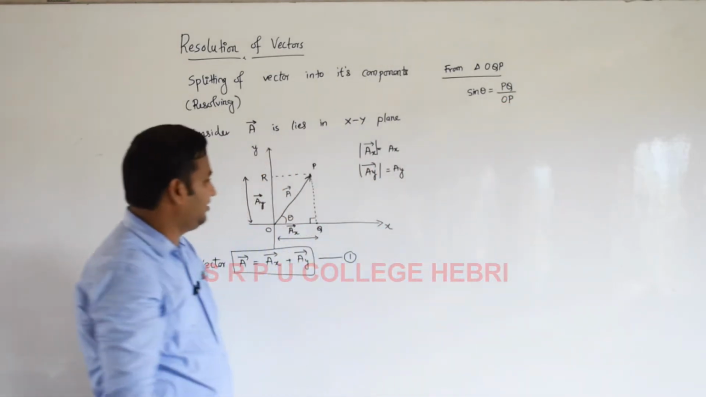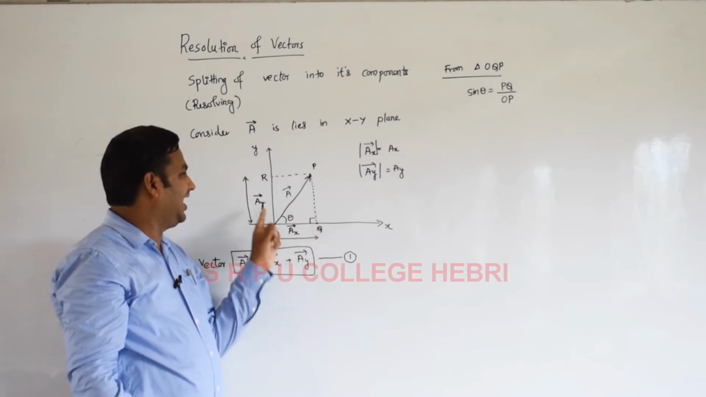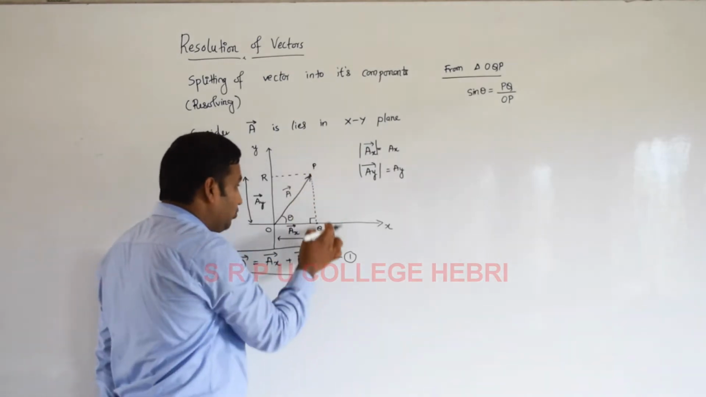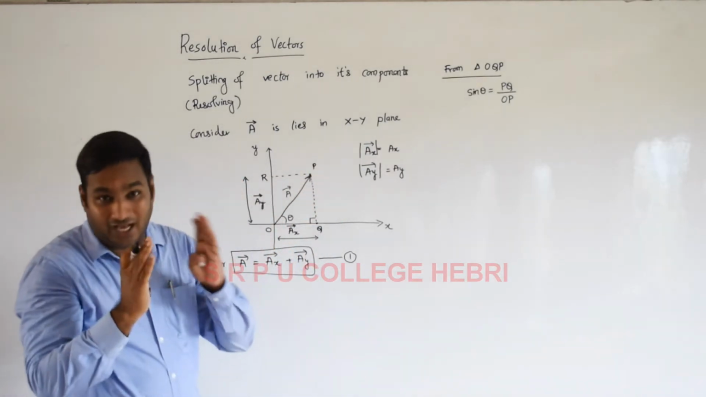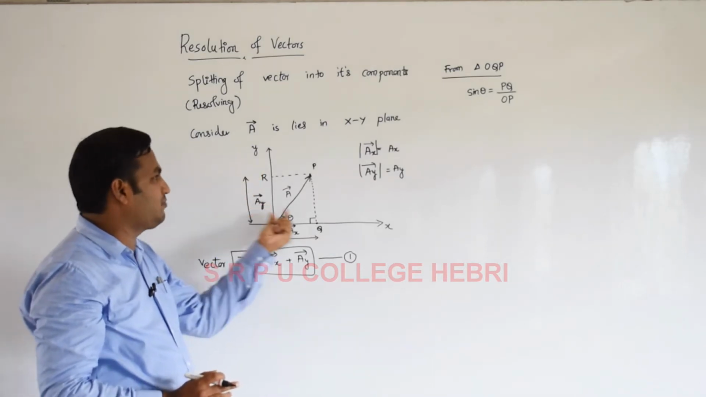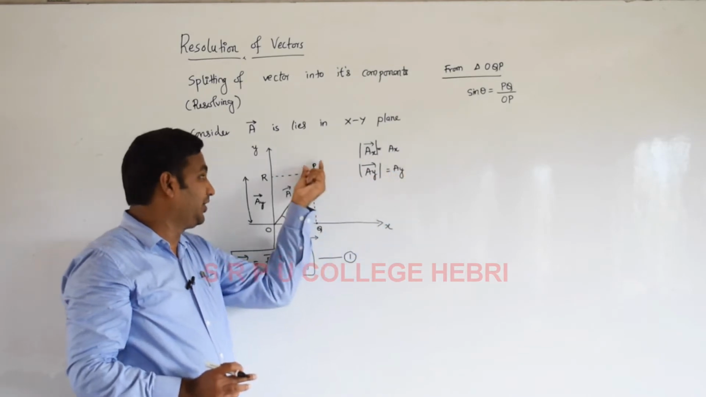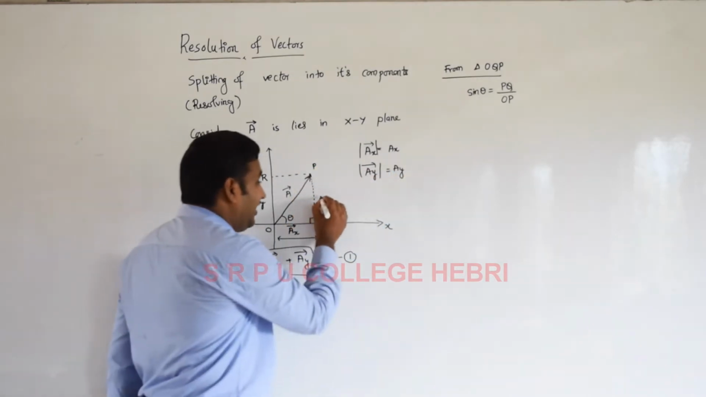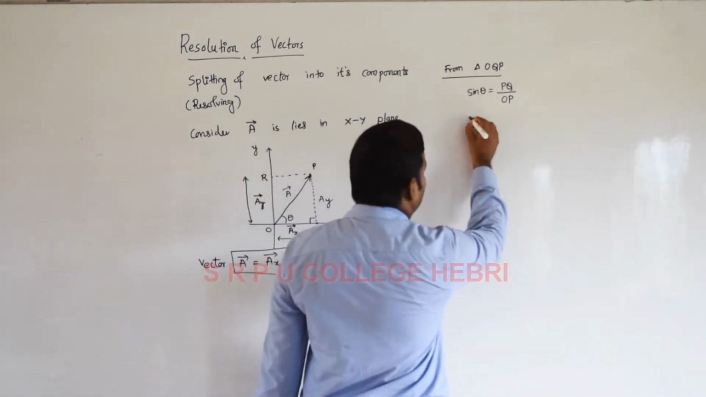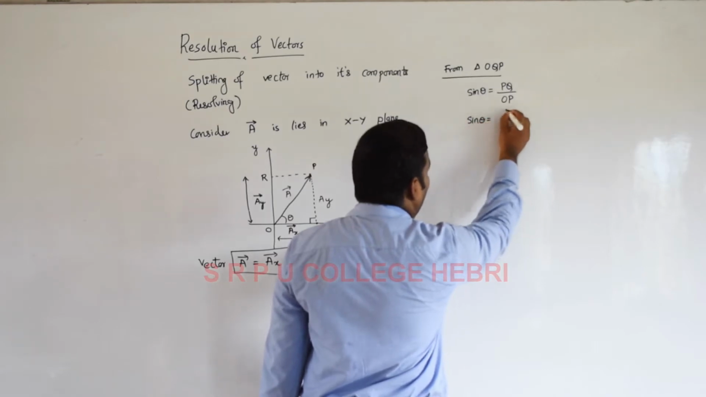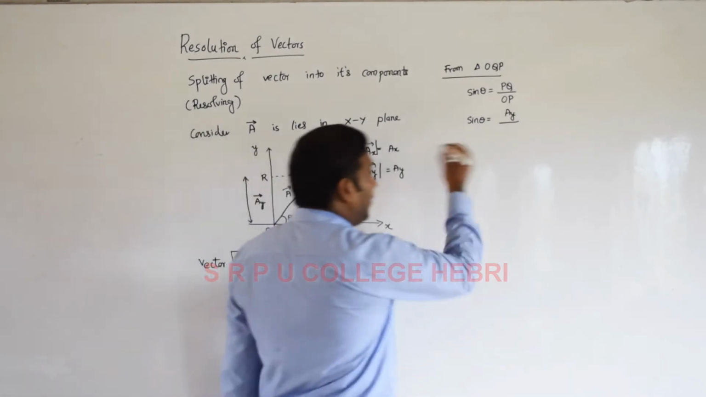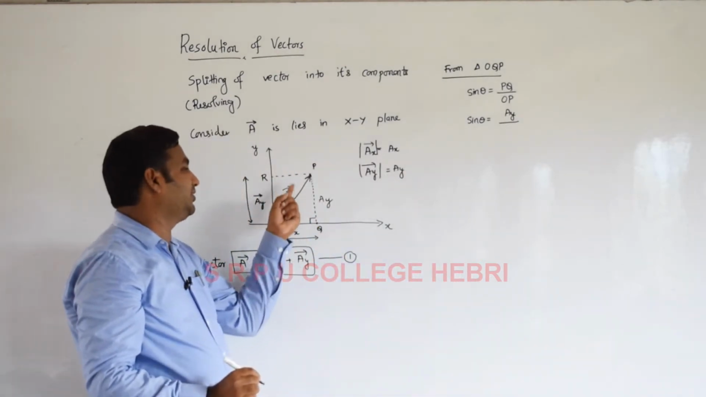And dear student, here PQ line and RO line, how are they? Parallel. If I take RO equal to AY vector, its magnitude is equal to AY. Automatically PQ is also equal to AY. So we can write sine theta is equal to AY divided by OP, where OP is nothing but A vector.